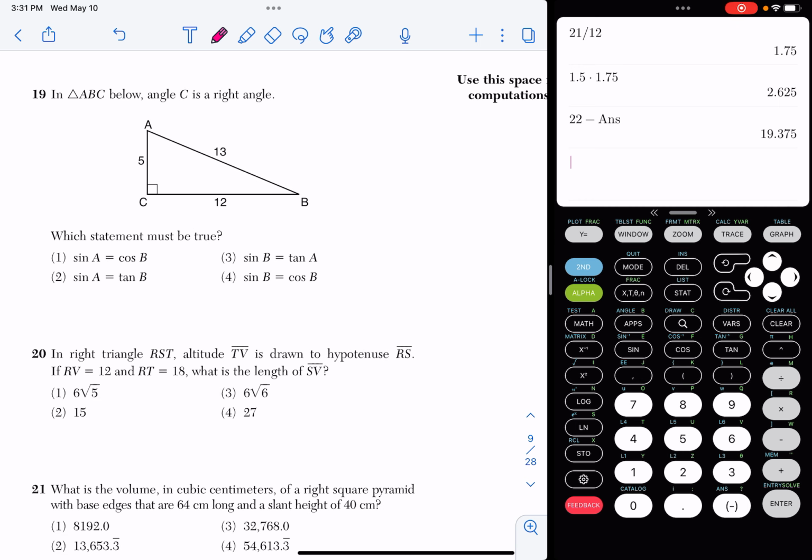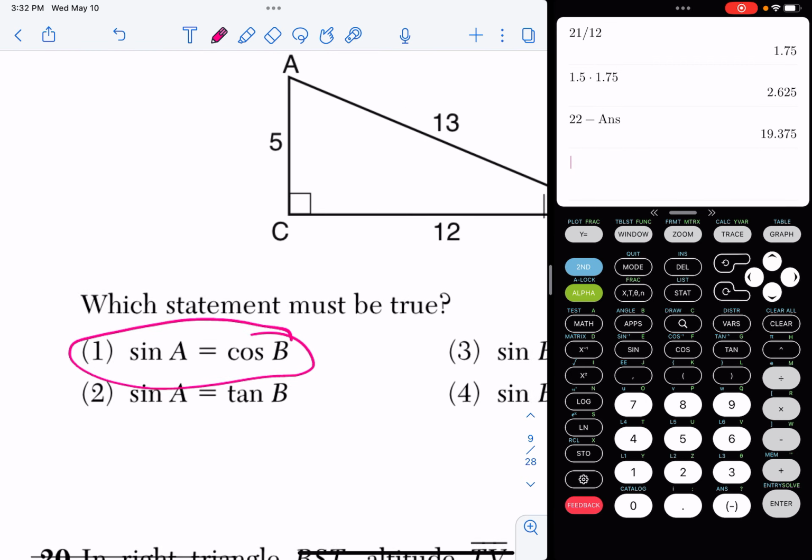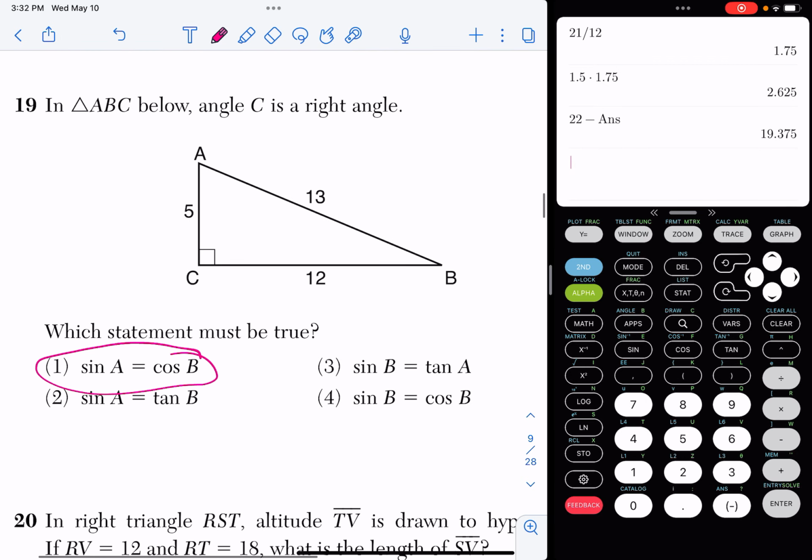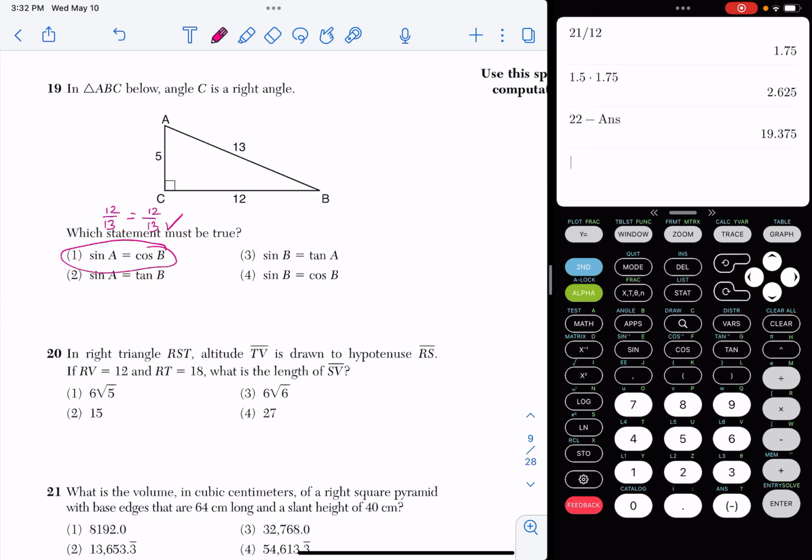19, which statement must be true when we're given the right triangle with C as the right angle? Well, the sine of an angle is equal to the cosine of its complement. A and B are the complementary angles here, and so this is going to be choice 1. If you have trouble memorizing this, use SOHCAHTOA. If I look, I'll verify choice A. The sine of A is opposite over hypotenuse. The cosine of B is adjacent over hypotenuse, and they match. Okay, so 19 is 1.